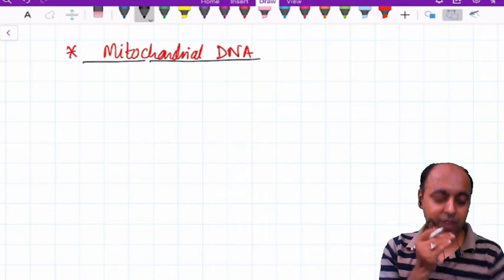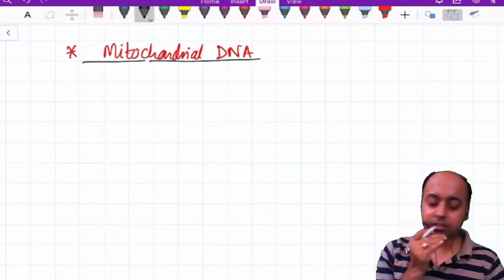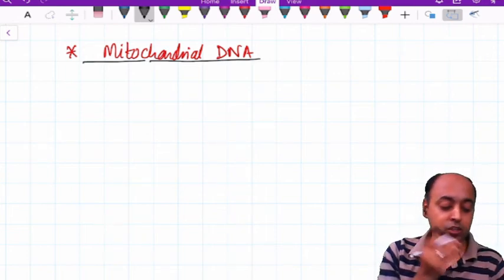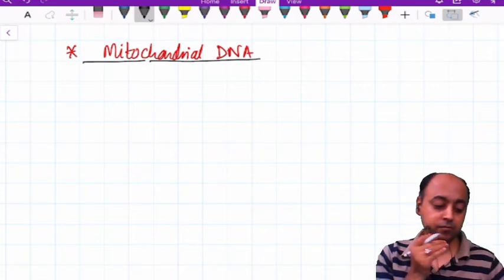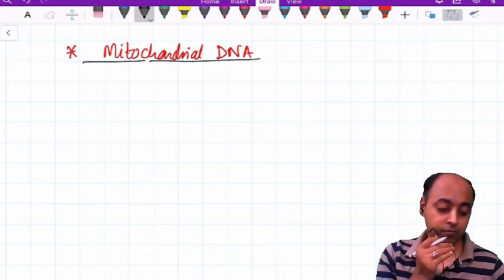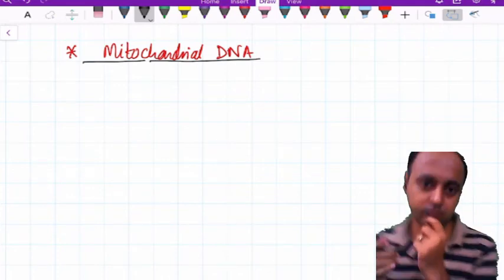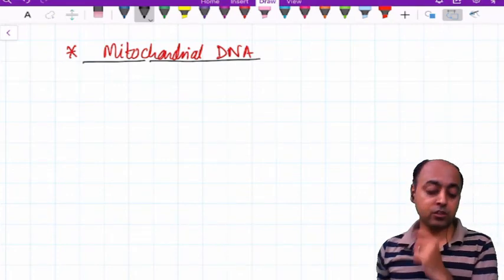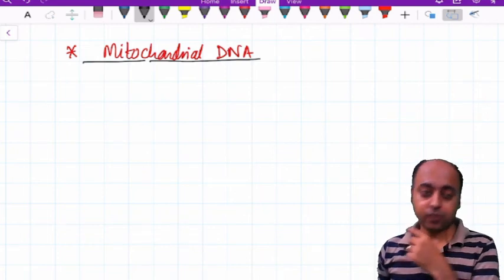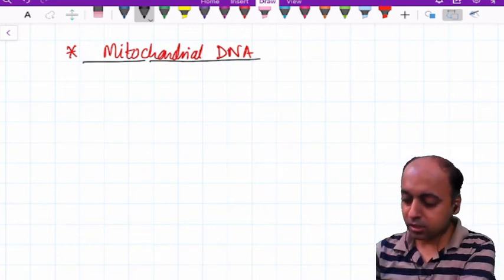DNA repair mechanism will come later. Don't worry, we'll come to the DNA repair mechanism. That will do once we do the replication. Okay, let's not jump the gun. First we're doing the properties. So let's talk about the mitochondrial DNA.